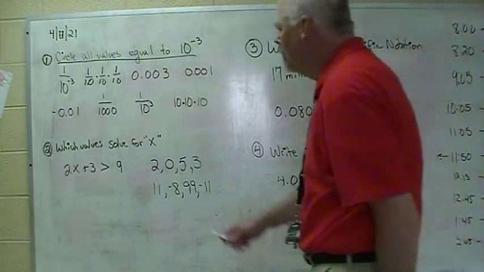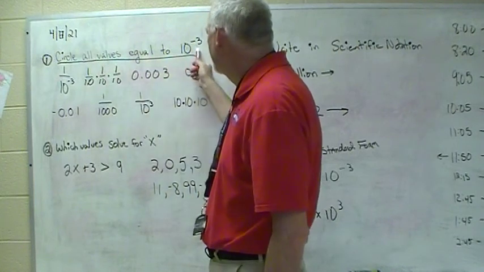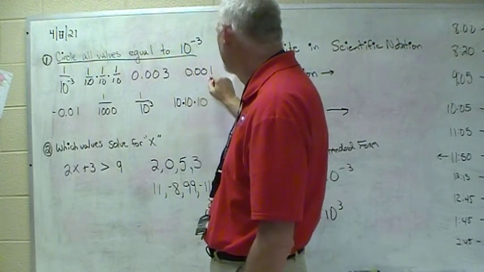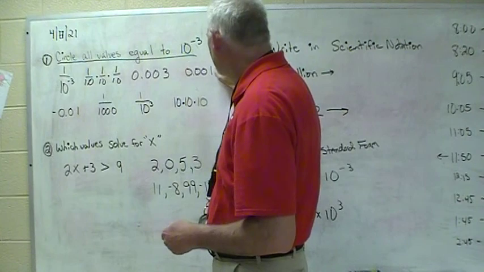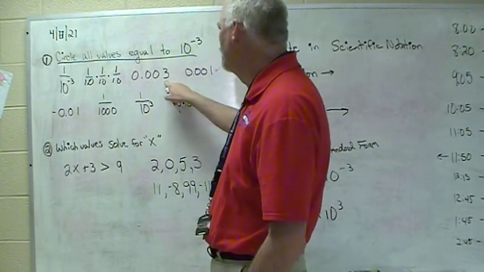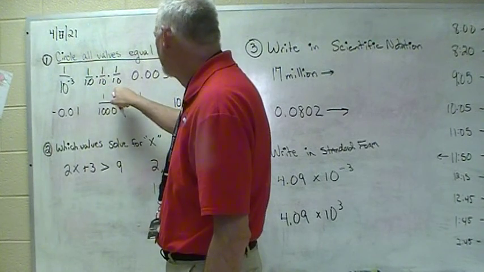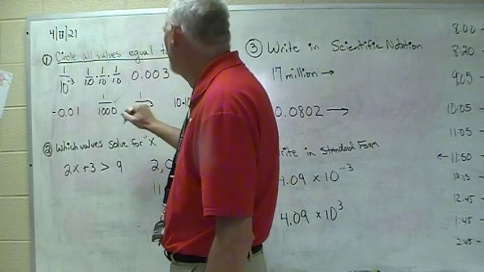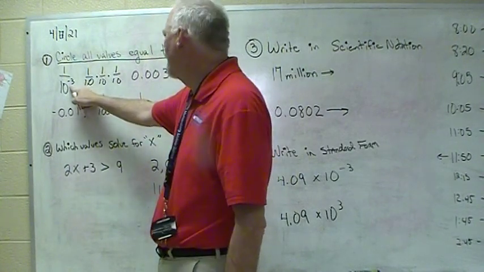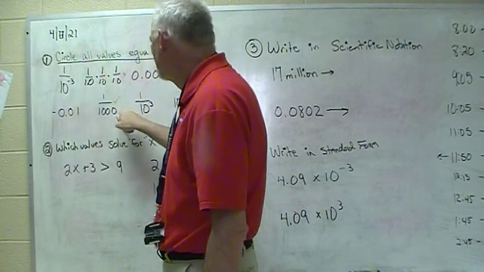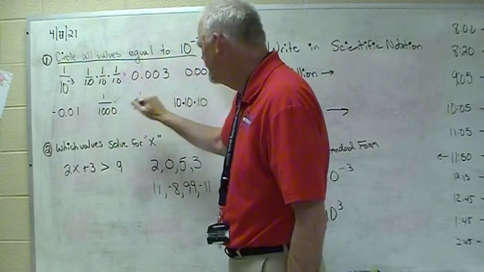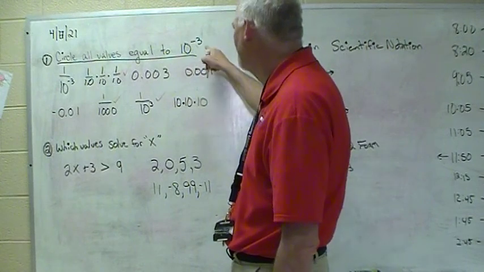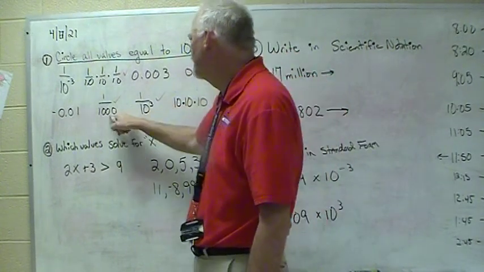All right, circle all values equal to 10 to the negative 3. That negative 3 tells me I'm looking for stuff with 3 zeros. Mathematically, I see this one and it's got a 1. This is a good answer. This has a 3, no good. 1/10 times 1/10 times 1/10 would turn into 1/1000th, 3 zeros. Good answer. No good because you can't have a negative on the bottom. This is a good answer because this is the same as this. This is a good answer because this is the same as this. And that's it. 4 different ways to write that same number. This way, this way, this way, this way.